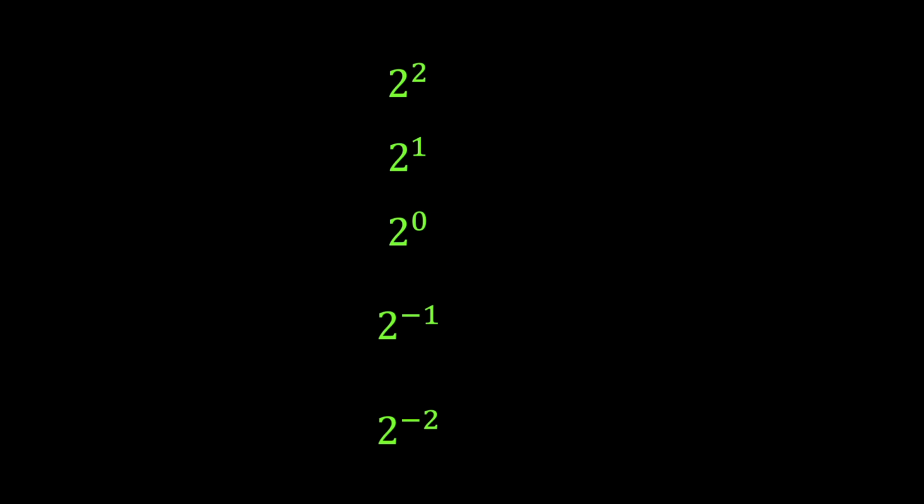Here's a list of powers of 2, starting with 2 squared and decreasing the exponent by 1 each time. Let's find the value of these powers. 2 squared is 4. 2 to the first power is 2. Notice that by decreasing the exponent by 1, the value becomes half of the previous value.